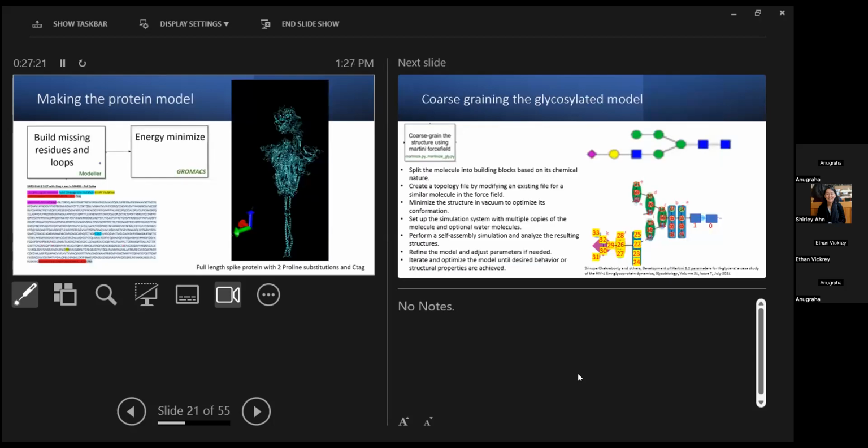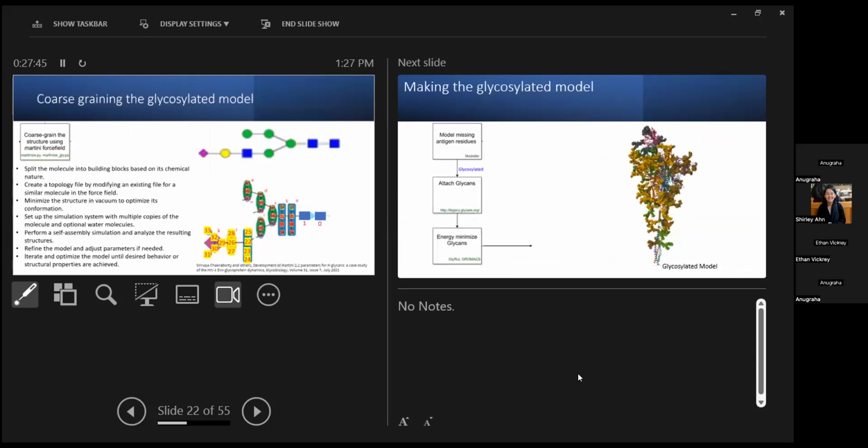So this is the protein model. First, we take the 6VSB and we build the missing residues and loops using Modeller. Some of the residues are different from the sequence that we got from our collaborators. As I mentioned, Modeller is the best tool for you to play with the structure, and we energy minimize it.